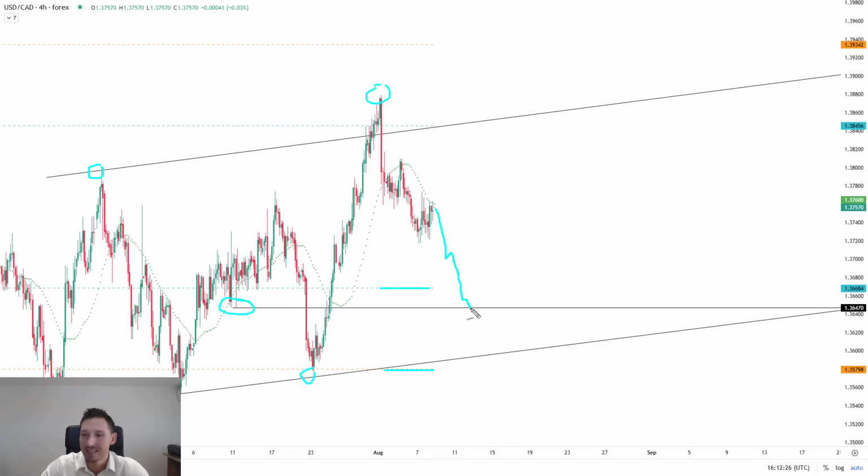So we come down, test the 1.36470. This is where I'm going to be looking for sellers to get trapped. And that's where I'm going to be looking for a 1 or 2 day reversal.